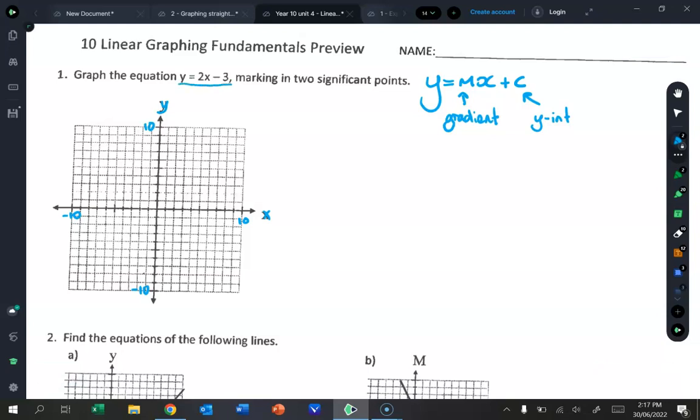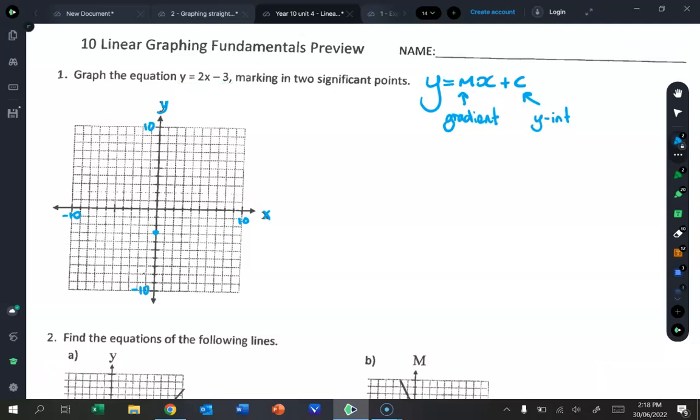Now, when I go to draw these, I always draw them by first having a look at the y-intercept, which is that little constant on the end there. It's -3. So we come down and put a mark in at -3. That's our first point. And then what we do is we have a look at the gradient of the line. And that gradient is a gradient of 2.